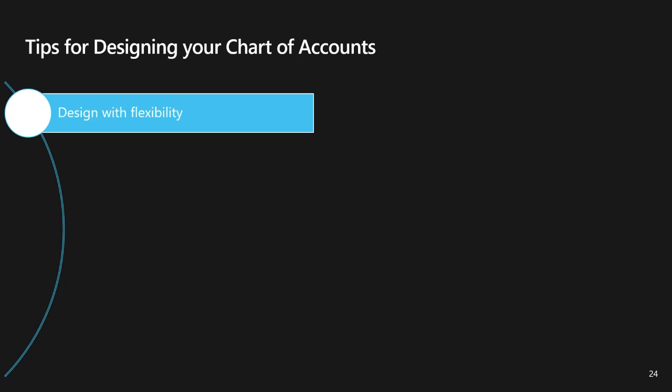Let's dig right into these tips for designing your chart of accounts. The first one is design with flexibility. Don't define segments that are easily derived from another segment. An example would be to define both a location segment and a regional divisions dimension, even if the regional division is defined as a combination of the locations.